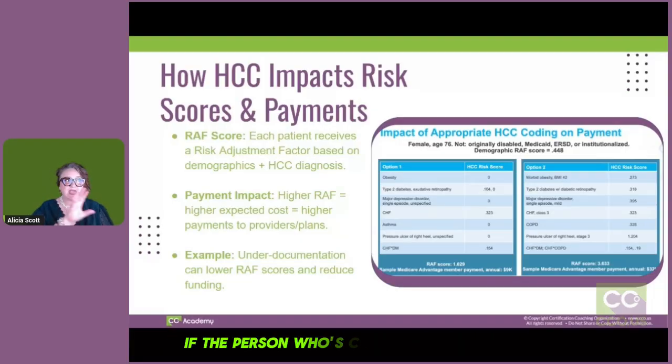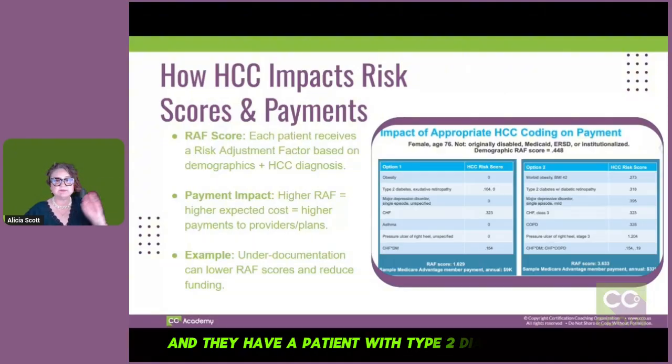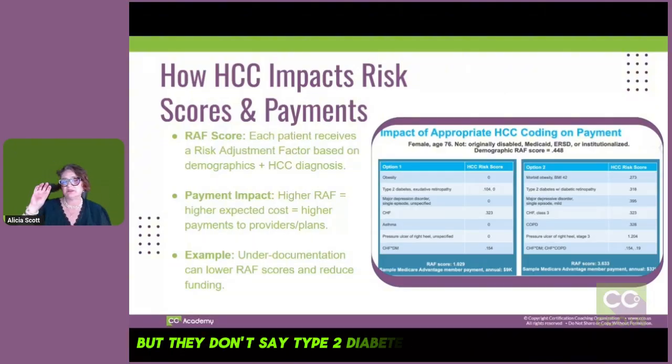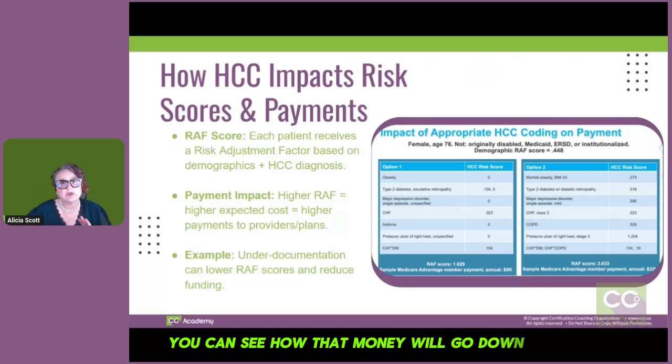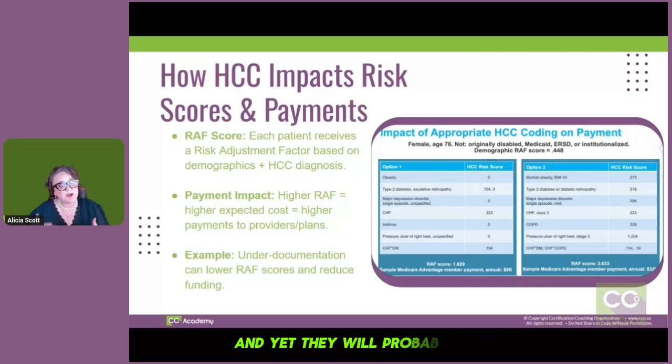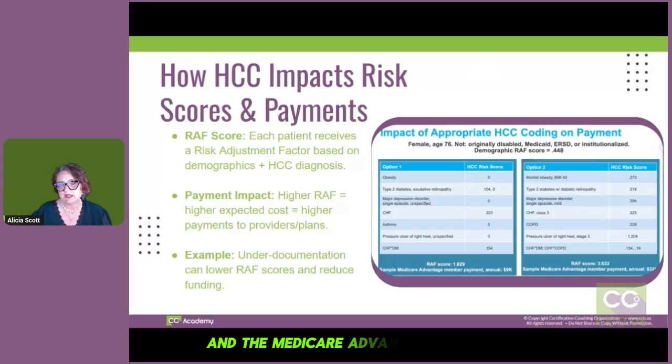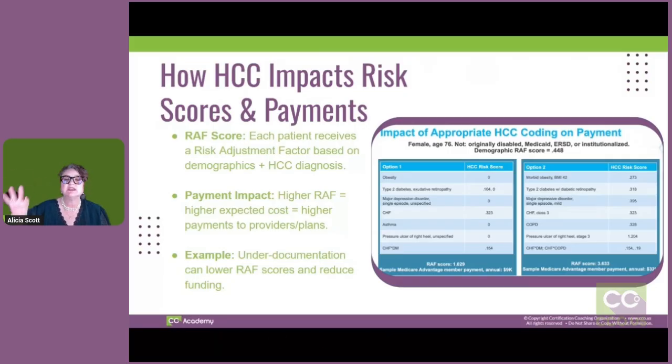If the person who's capturing the HCCs looks at the documentation and doesn't get the specificity, and they have a patient with type 2 diabetes, but they don't say type 2 diabetes with retinopathy, neuropathy, CKD, things like that, you can see how that money will go down. And yet they'll still have to have that care. And the Medicare Advantage plans look at that very carefully, because they need to know that they're going to set aside the money needed to take care of that patient in the coming year.